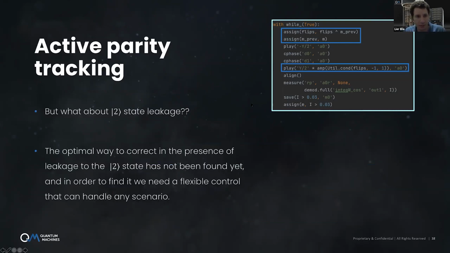But now a fair question to ask is, what about leakage to the 2 state or the F state? Well, this is an excellent question, and the answer is, well, no one knows, or no one has figured out yet how to handle this situation. But the point that we're trying to make here is that in order to figure out what the optimal thing to do is, you probably need very flexible control hardware that can handle any scenario, because the answers will probably not be known a priori.